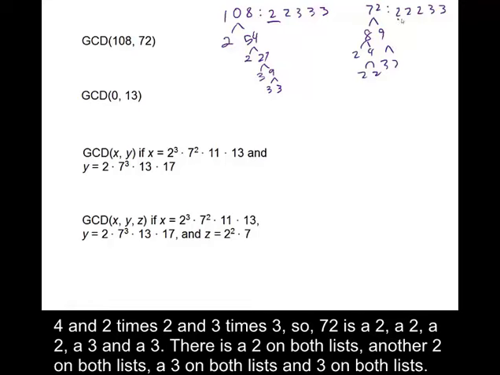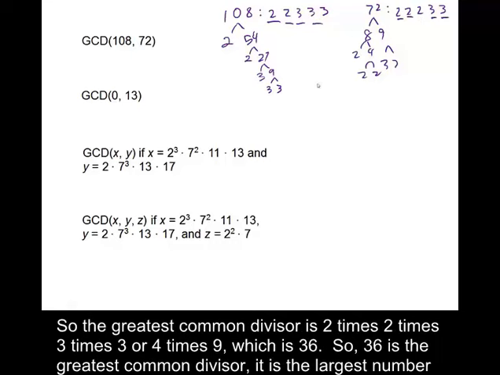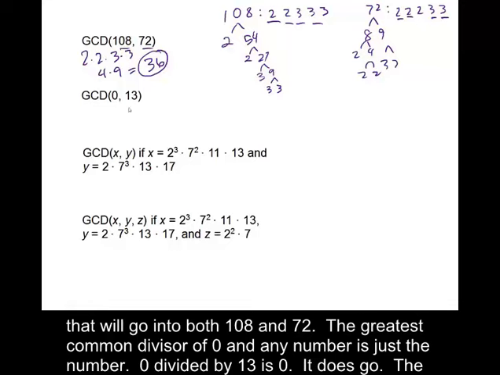There's a 2 on both lists, another 2 on both lists, a 3 on both lists, and a 3 on both lists. So the greatest common divisor is 2 times 2 times 3 times 3, or 4 times 9, which is 36. So 36 is the greatest common divisor. It's the largest number that will go into both 108 and 72.